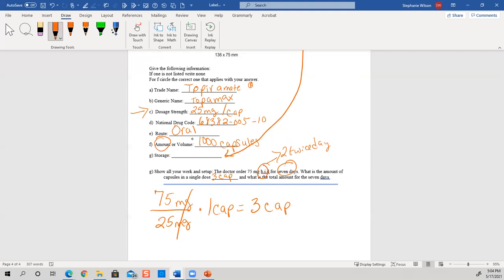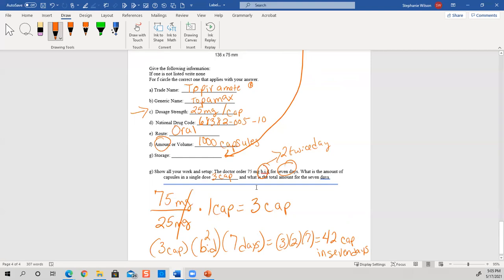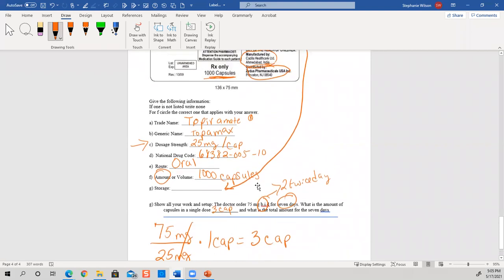Now it says, what is the amount in 7 days? So if they're going to take 3 capsules per sitting, and we're going to do it BID, which is twice, times 7 days. So that means we have 3 times 2 times 7. 3 times 2 is 6, times 7 is 42 capsules in 7 days. So that is understanding drug labels and why it's important for mathematics.